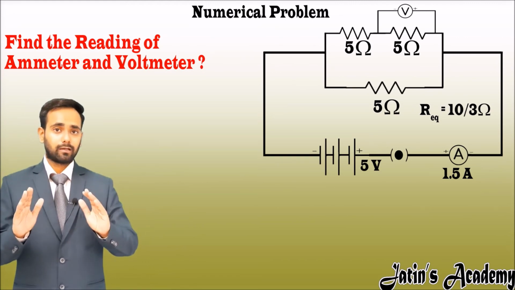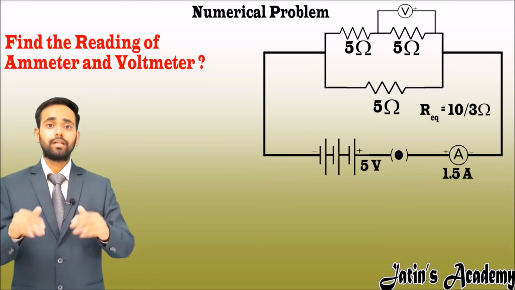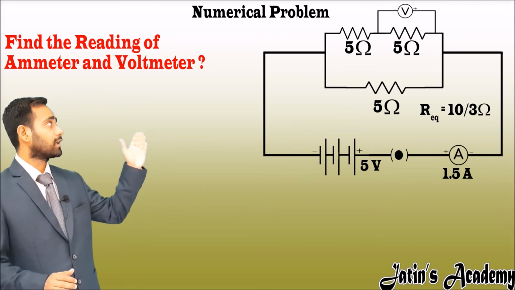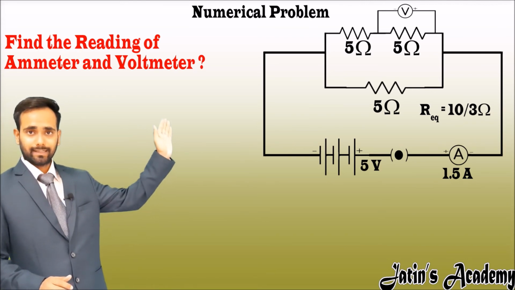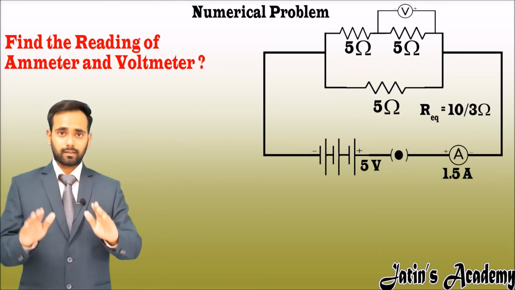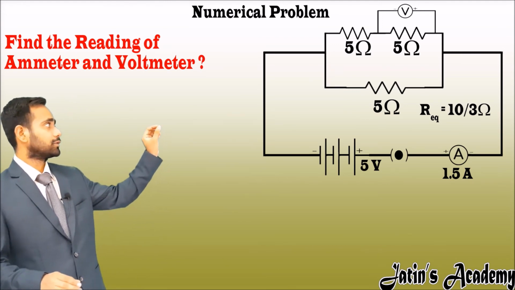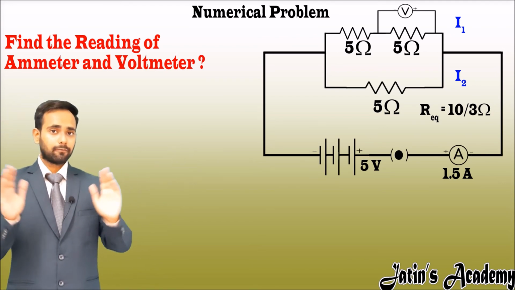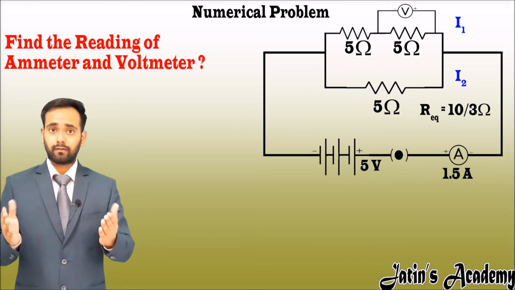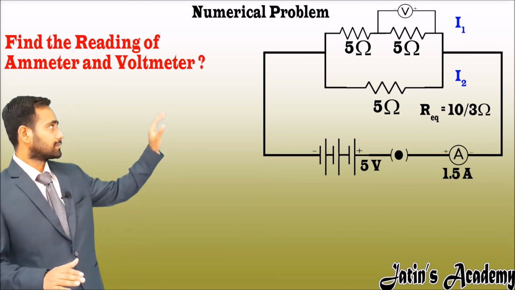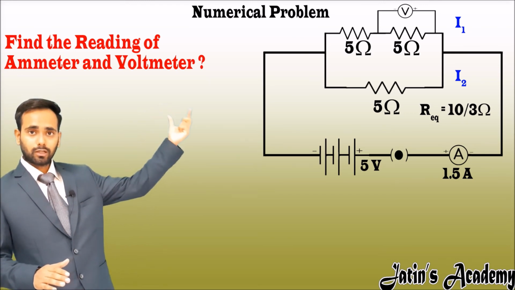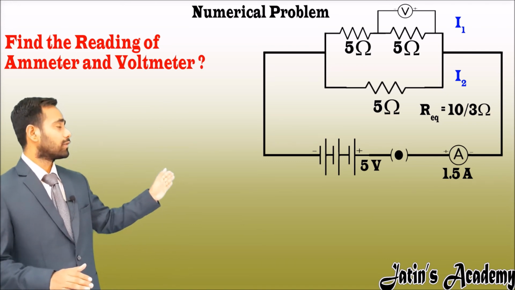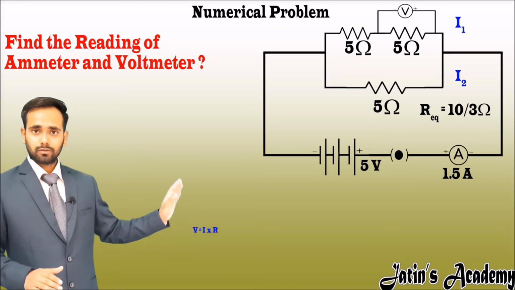Now we have to calculate the value of the voltmeter. In order to find the value of the voltmeter, first of all we have to calculate how much current is flowing through that branch. In order to find the current, I am dividing the current into 2 parts at the junction, that is I1 and I2. We have to calculate the value of I1. We know that both the branches experience the same potential difference, that is 5 volt. Now we have V is equal to IR.